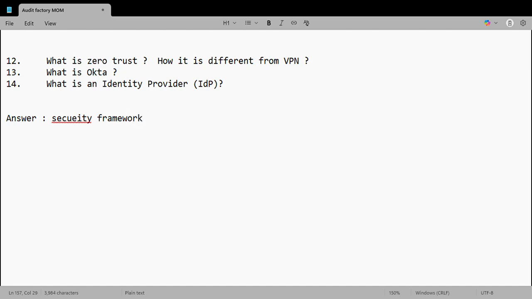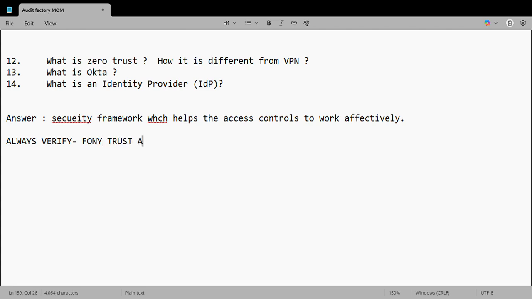Zero trust is a security framework which helps access controls to work effectively, and there is a thumb rule for zero trust called: always verify, don't trust anyone. Okay, this is a thumb rule. So whenever there is a user in an organization, the function of zero trust is to always verify multiple times. Multiple times means what?